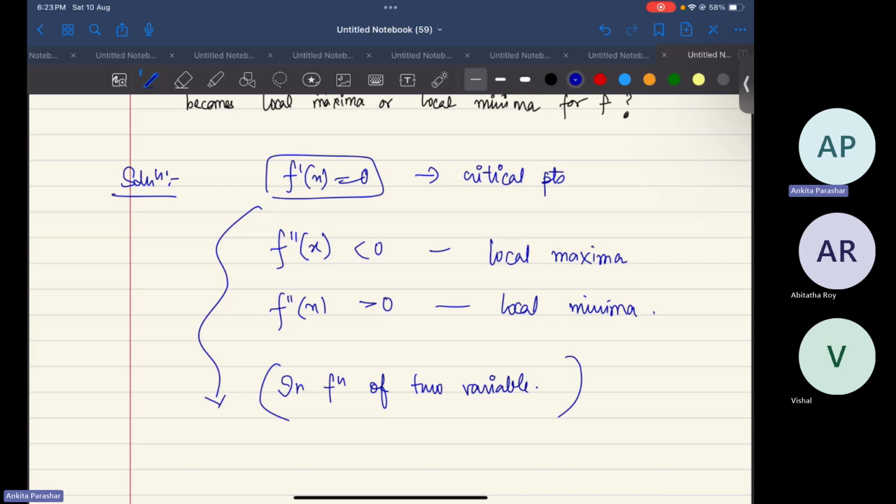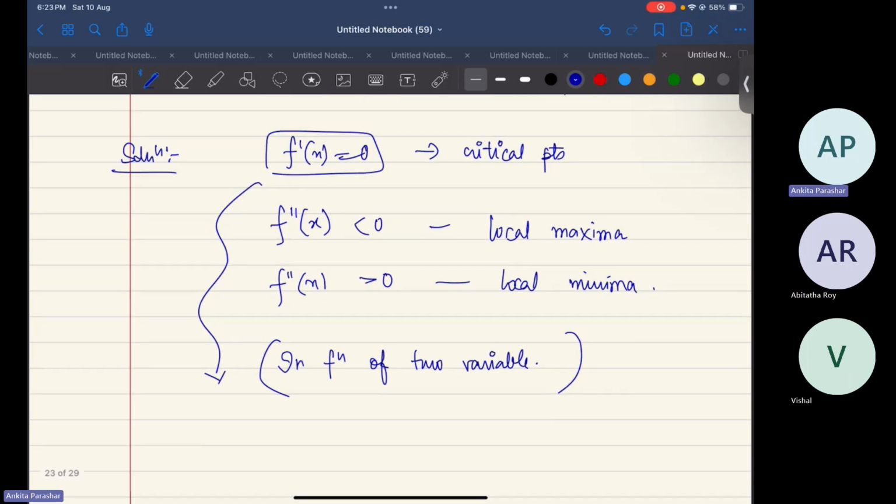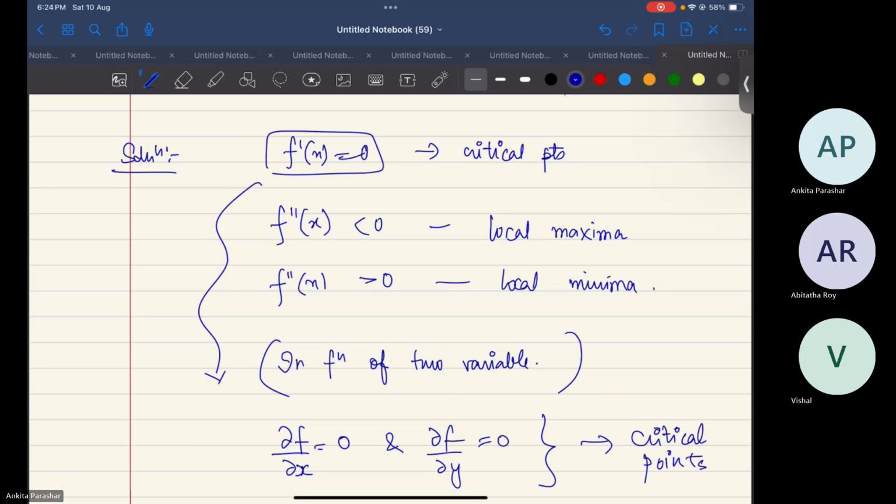Exactly right. In the function of two variables, these both conditions give me critical points. You are completely correct. So your intuition actually worked. These are critical points. But as we know, there are many critical points, but not every point satisfies local maxima, local minima, right?